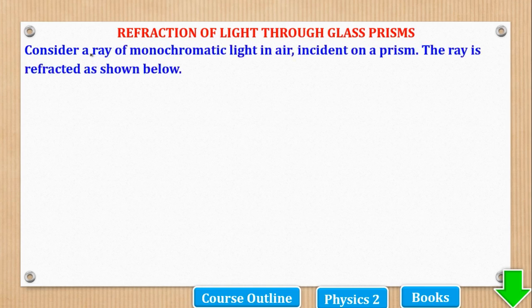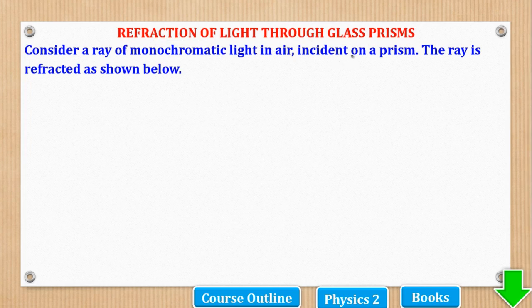We shall consider a monochromatic ray of light. We use the word monochromatic to mean light of one wavelength. It can be yellow light, red light, like that. Why? Because if you use something like white light, there will be dispersion, where white light will be dispersed into a number of colors. So we prefer monochromatic light.